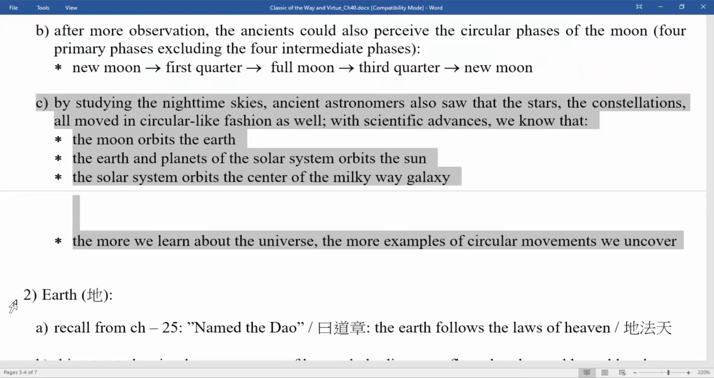And similarly, the Earth and planets of the solar system orbit the sun. The Earth takes 365 days, that makes up a full year. Other planets obviously have different lengths, but it's similar: one orbit around the sun is their year. And then the solar system orbits the center of the Milky Way galaxy. That takes millions of years, I think a couple hundred million years or something like that.